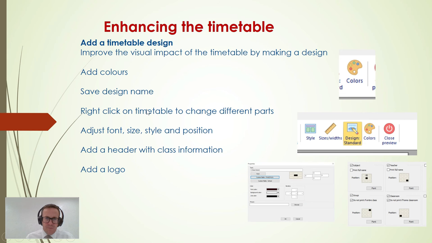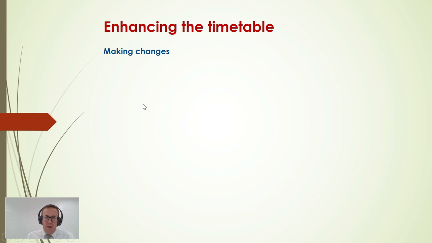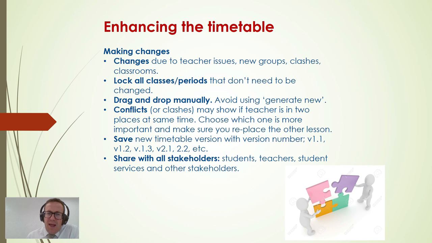Another thing you might need to do with the timetable, once the term has started, is make some changes. Changes could be due to teacher problems, they could be due to new groups or closing groups, you could have clashes with timetables, you might need to move classrooms. I don't need to show you this on the screen, but my advice is that you lock all the periods and all the classes that don't need to be changed. Remember, right click on that group and click lock. Then drag and drop manually. I wouldn't use generate new for these small changes. If you have a conflict, it might pop up and ask which one do you want to choose?